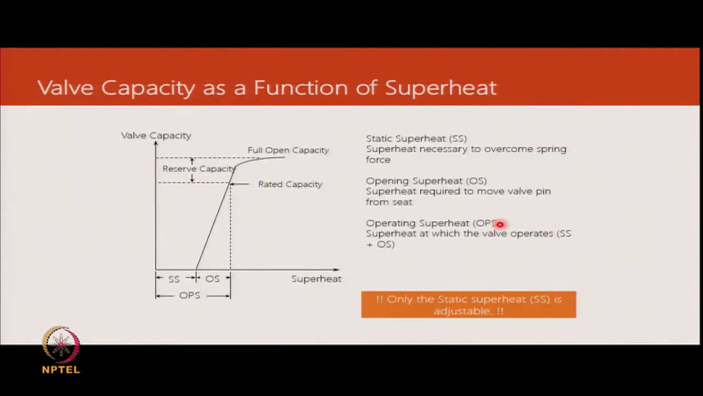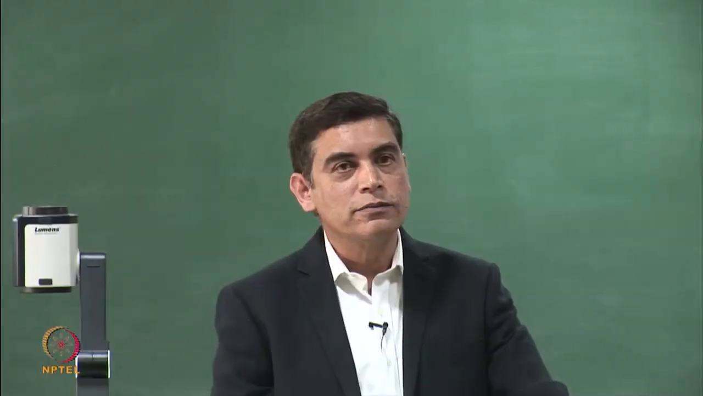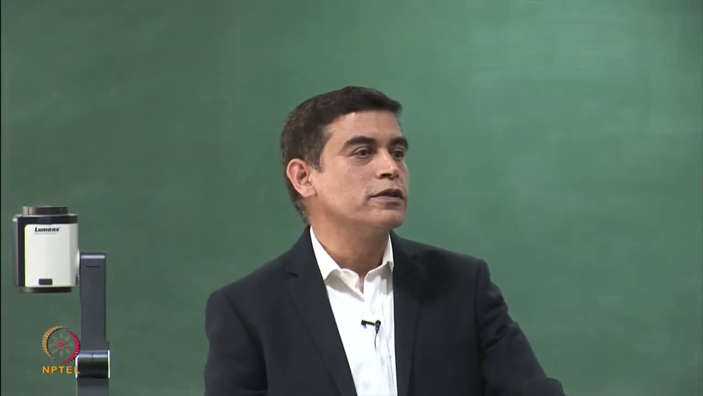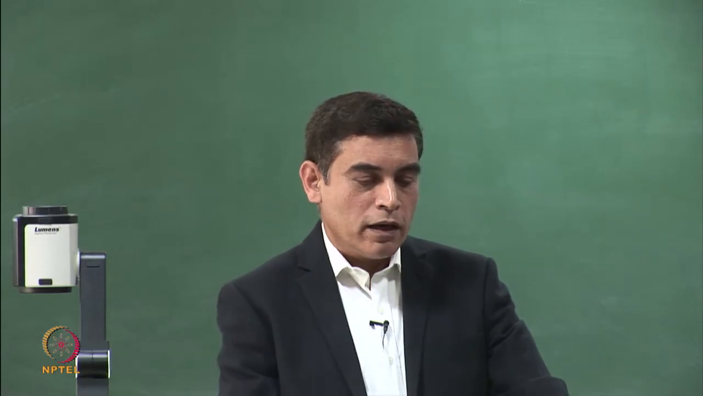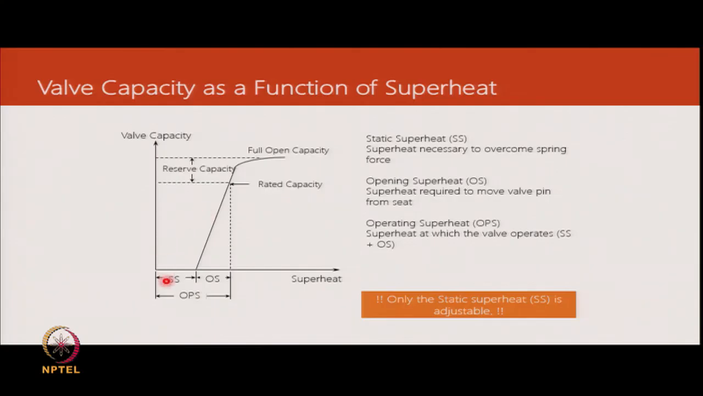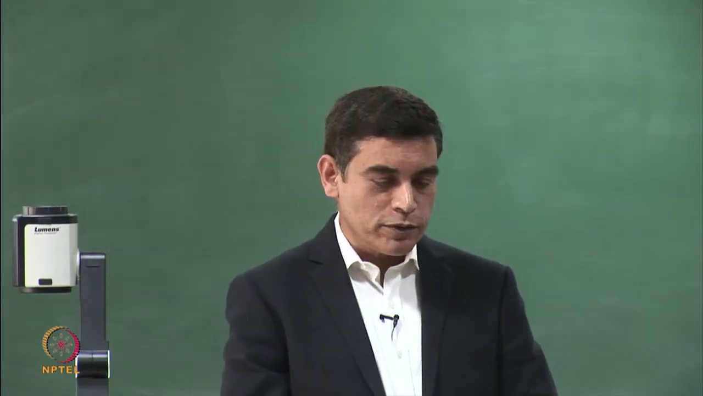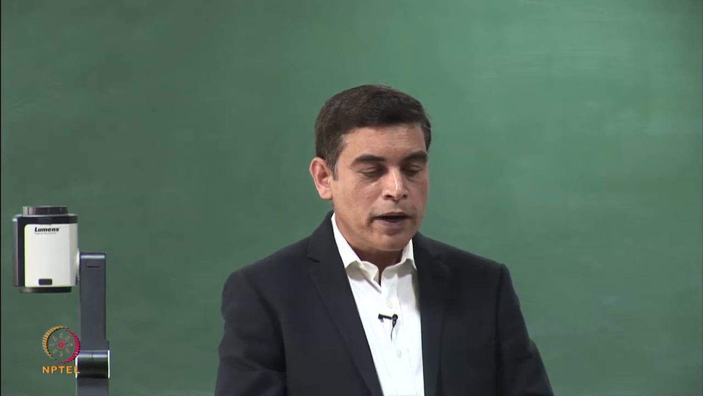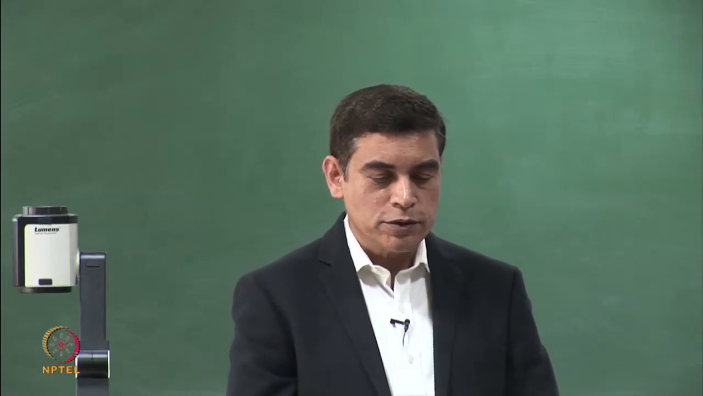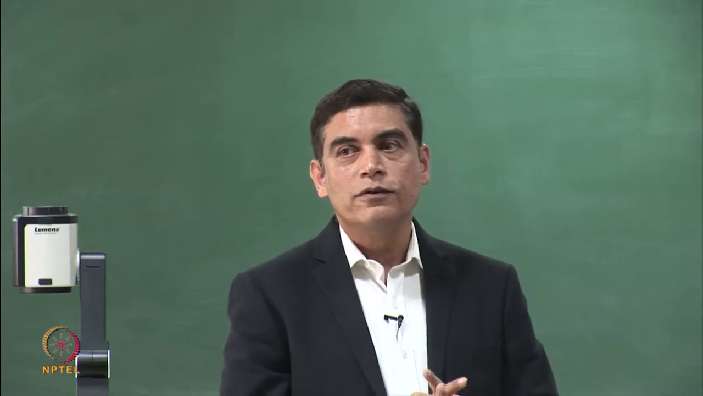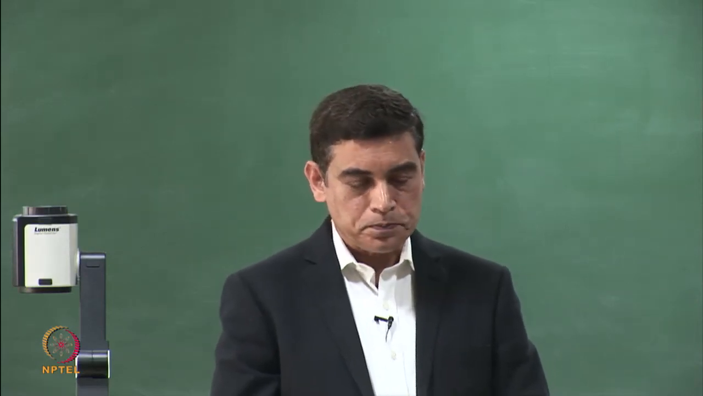Now, valve capacity is a function of superheat. The higher the superheat, the more will be the valve capacity, because we are adjusting it in response to superheat, right. Now, in a valve there is a certain spring force, so there is a static superheat. Static superheat you can remember as something which is directly correlated to the spring force. We have adjusted a certain setting and that is what we have. And then there is an operating superheat, which is the superheat required to move the valve pin from its closed position to its fully open position.